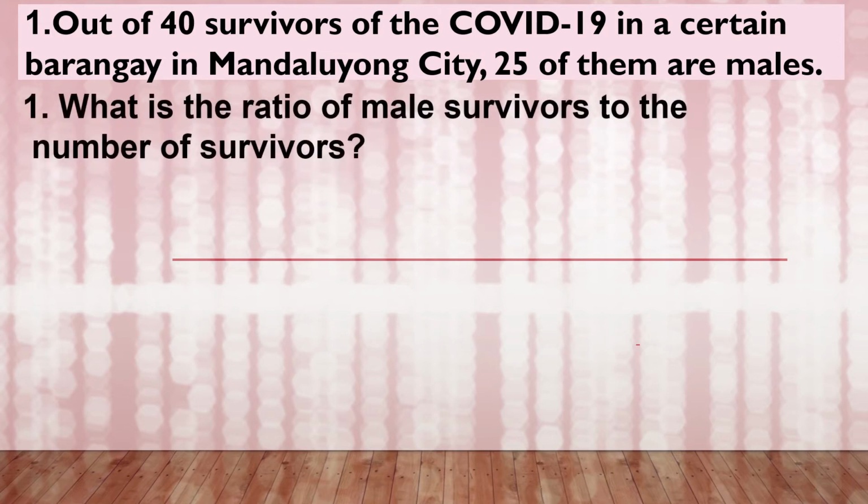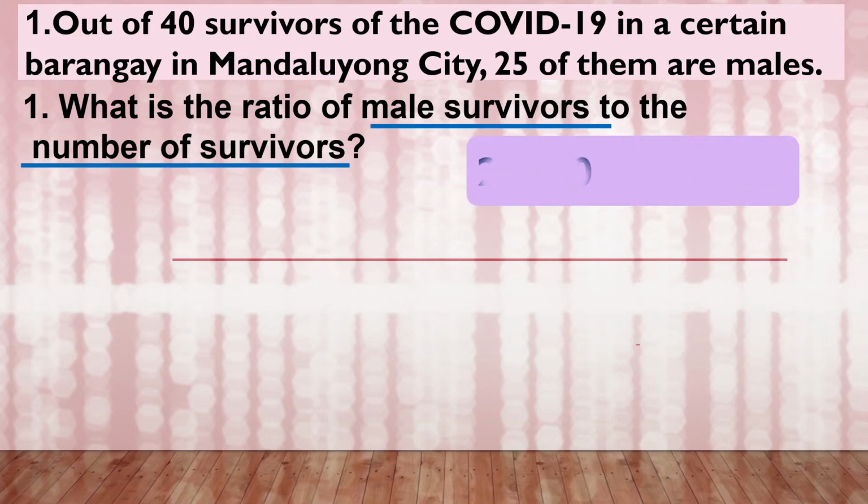So first question, what is the ratio of male survivors to the number of survivors? So we're comparing here male survivors to number of survivors. So the order of the quantity is really important, or should not be taken for granted. So dapat male survivors to number of survivors. So in the problem we have 25 male out of 40 survivors. So we have 25 is to 40.